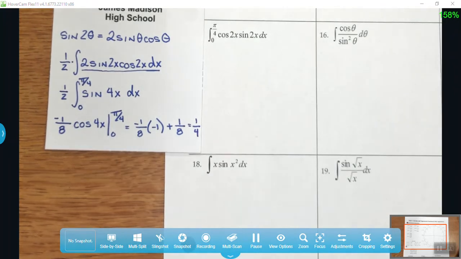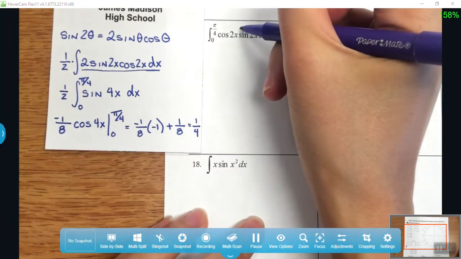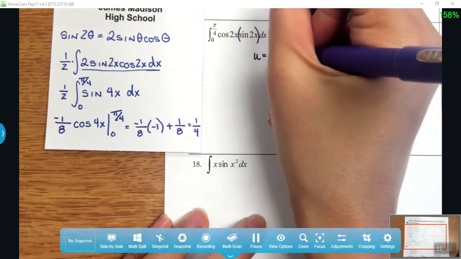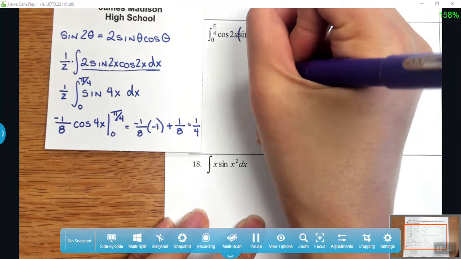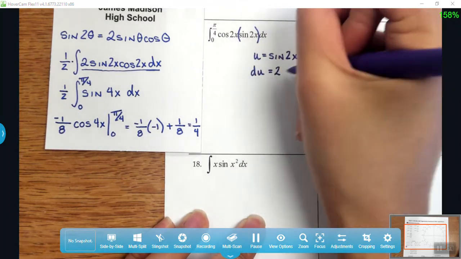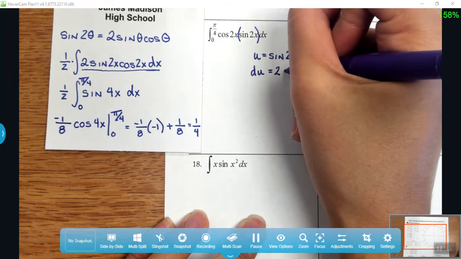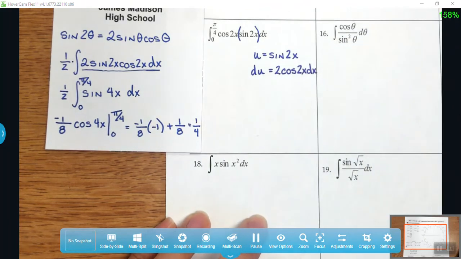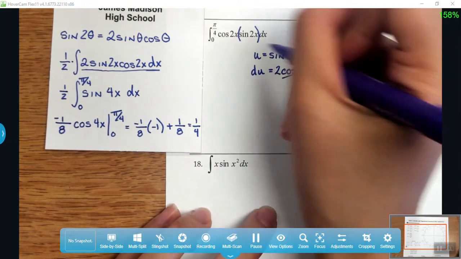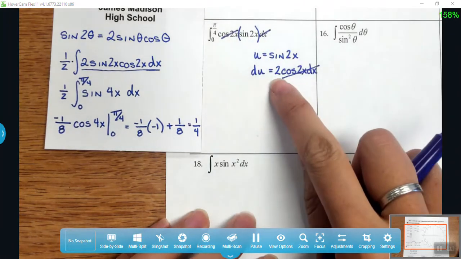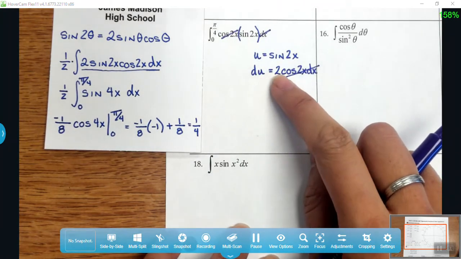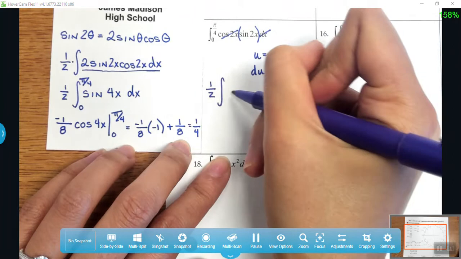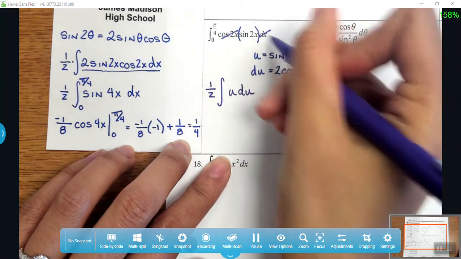That's one way. Here's the other way. You let u equal sine of 2x because du is 2 cosine 2x dx, right? And then this cosine 2x dx can be canceled with that one. So now you're just left with that 2. So then you pull out a 1/2 integral of u du because sine 2x is u.